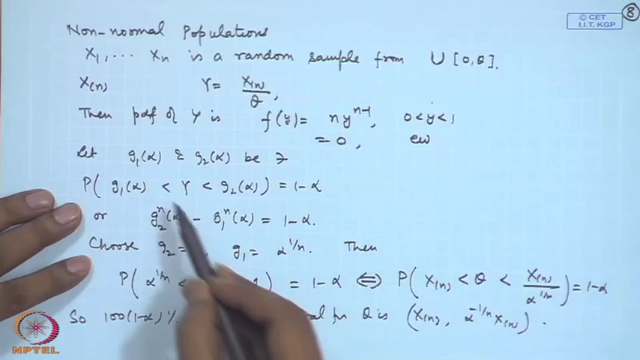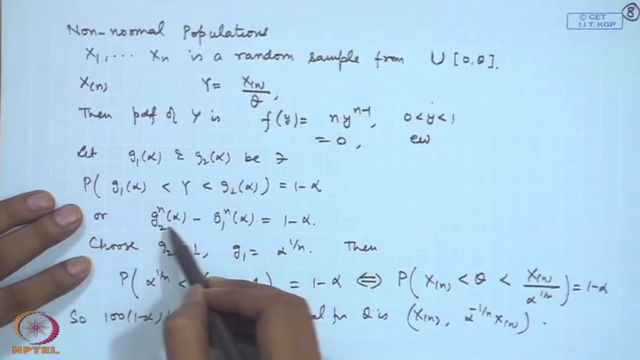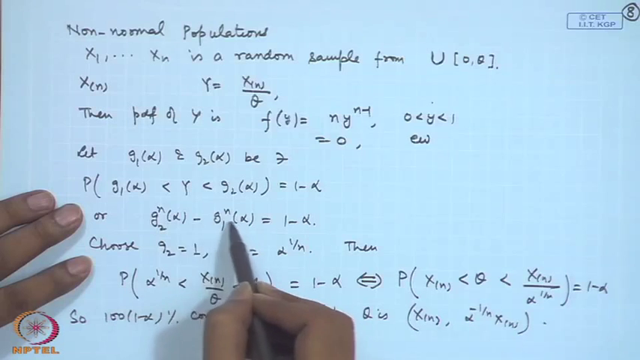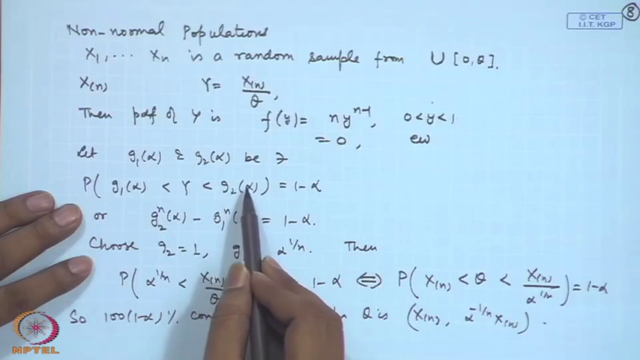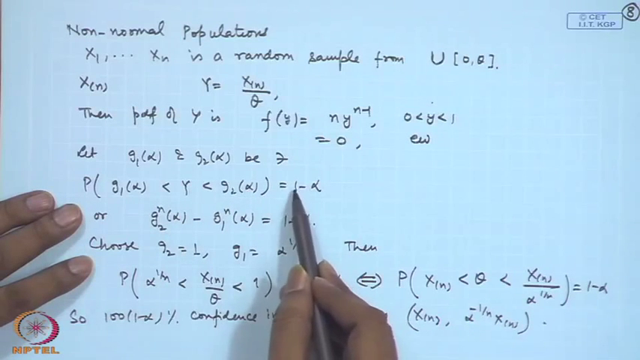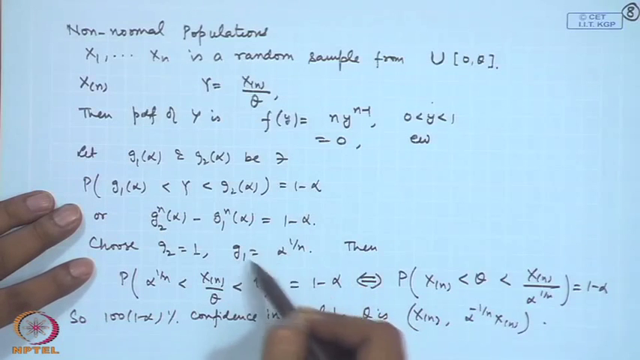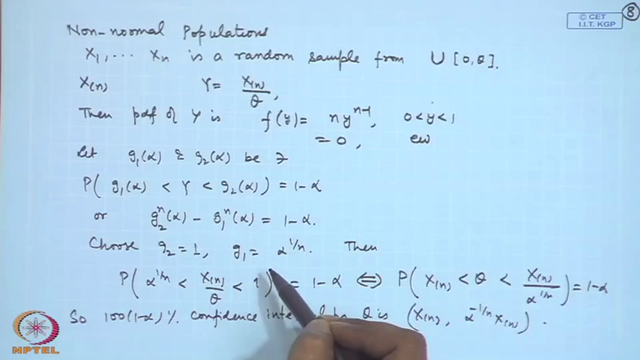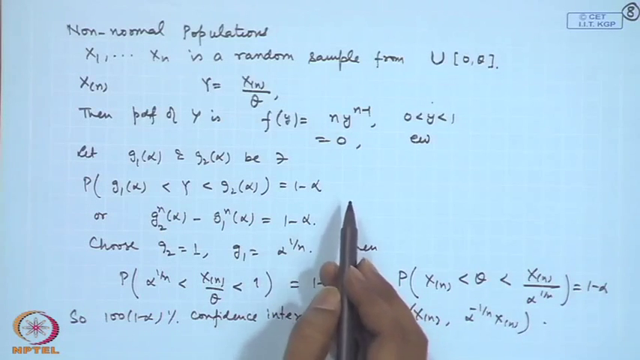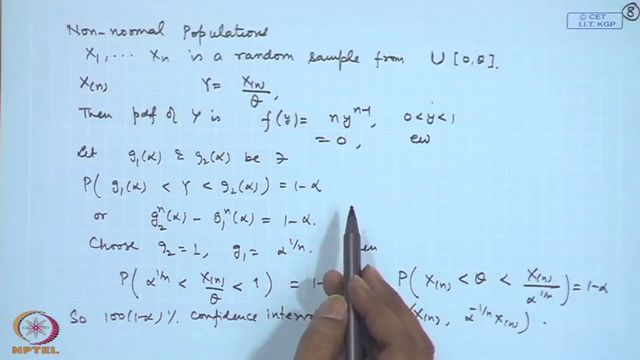Of course, you can see here that this choice that I have taken for g1 and g2 is quite arbitrary. We may take it in some other way also, so that this probability is 1 minus alpha, and that would lead to different confidence intervals, but all of them will have the confidence coefficient equal to 1 minus alpha.